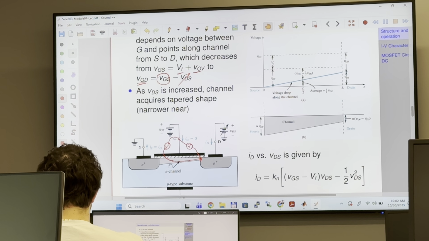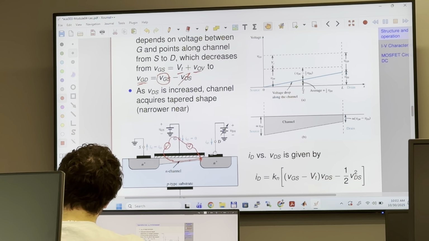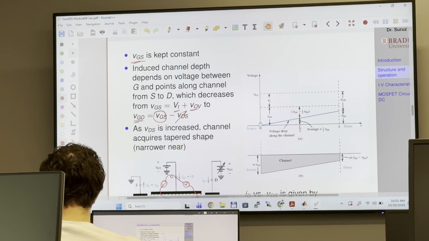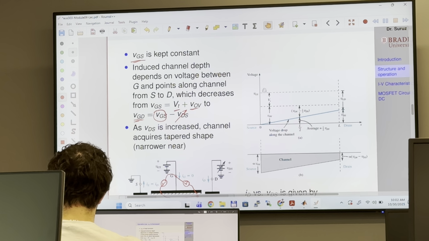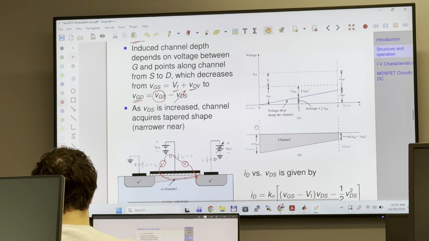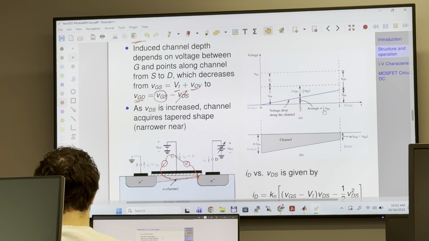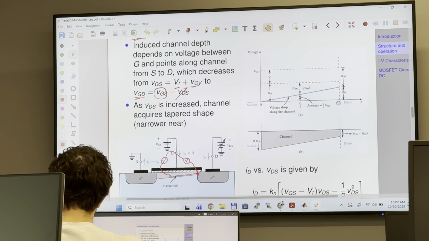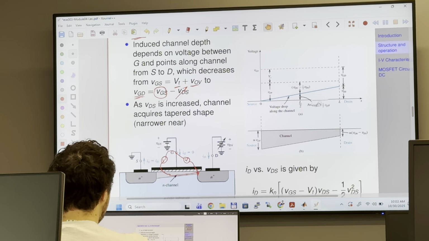Channel width is going to be less. Here you have more electrons, here you have less electrons. So this is actually explained using this graph. So this is your VGS, which is going to be VT plus overdrive voltage. Now, this is your source, this is drain, and this 0 to L is the channel length.